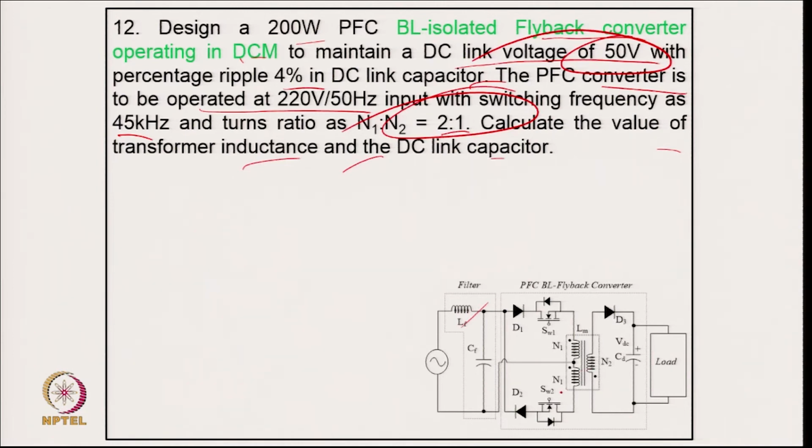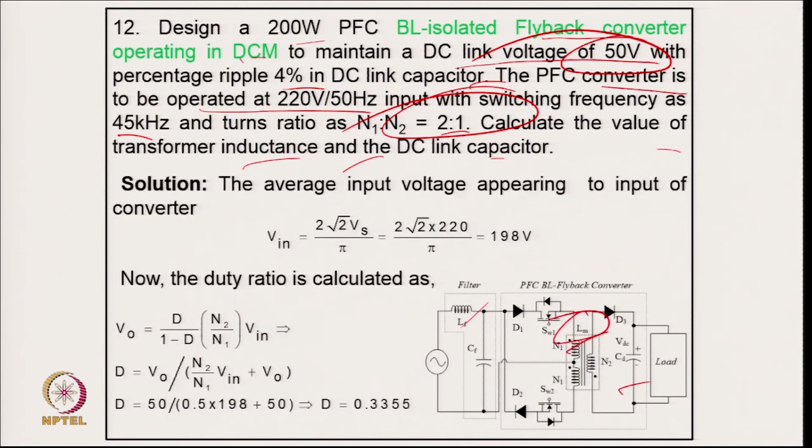So, this is the bridgeless flyback converter. You can see the diode bridge is completely eliminated. So, we have to calculate the typical values of the output capacitor as well as the magnetizing inductance for operating this converter in discontinuous mode. The magnetizing inductance is designed for discontinuous mode. Coming to the solution, the input voltage appearing across the converter is equal to root 2 into Vs upon pi, and putting the value here it comes to 198, and from this relation, because N2 upon N1 is given, we can calculate the value of the duty cycle, which comes to 0.3355.